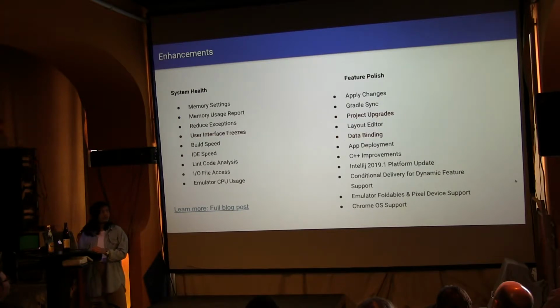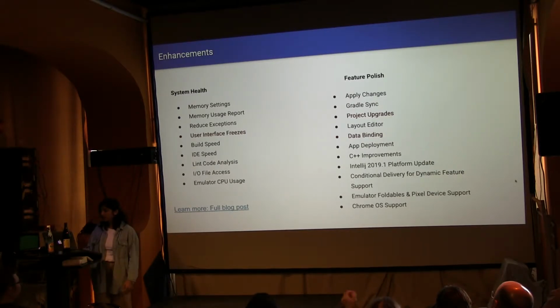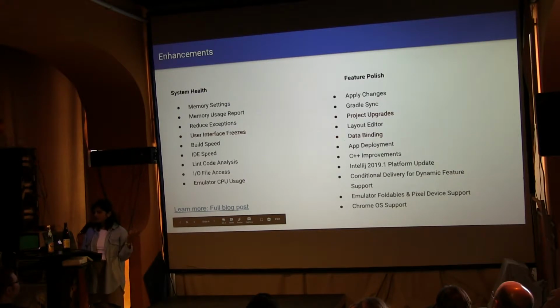Data binding: I have used data binding for some time now, and I used to think that XML was just blindly taking it and not giving me enough error reports, or sometimes it would be laggy and you couldn't navigate to where the binding was and things like that. So I'm quite happy with the data binding part. The rest of them, I will be covering a few important ones like Apply Changes, build speed, lint, code analysis, layout editor, etc. The rest of them I won't be covering. If you're interested, you can look at the full blog post which has announcements of all of these in detail.